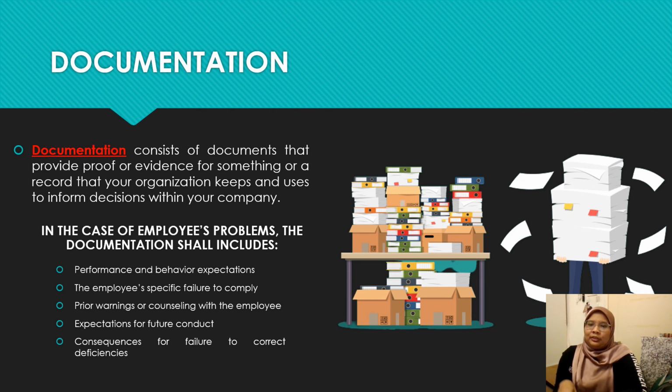In terms of the employee's problem, the documentation shall consist of performance and behavior expectations, the employee's specific failure to comply, prior warnings or counseling with the employee, expectations for future conduct, and also consequences for failure to correct deficiencies. These documents shall determine the whole process output for the progressive discipline taken upon the said employee.